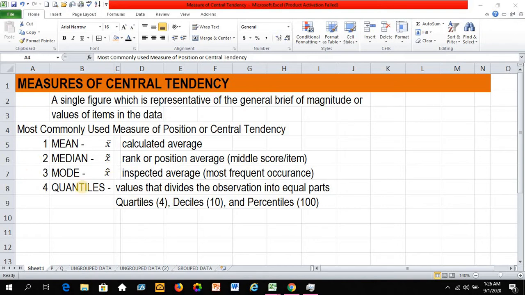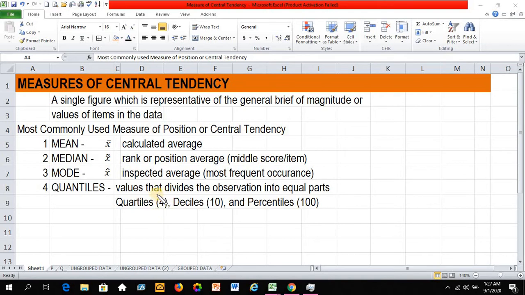And then mode, pangatlo, ito ang kanyang symbol. Meron siyang parang arrow pataas. This is what we call the inspected average. So itong tatlong ito, mean, median, mode, average po silang lahat. But for mode, inspect the most frequent occurrence. And then ang pang-apat, ito na yung measure of position. Tinatawag natin itong quantiles. These are values that divide the observations into equal parts.